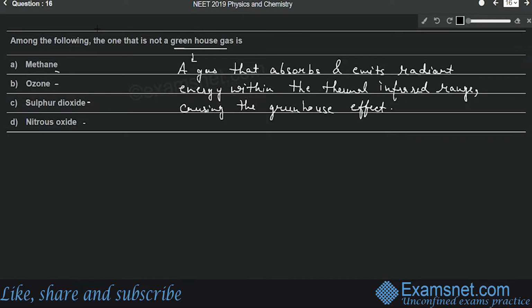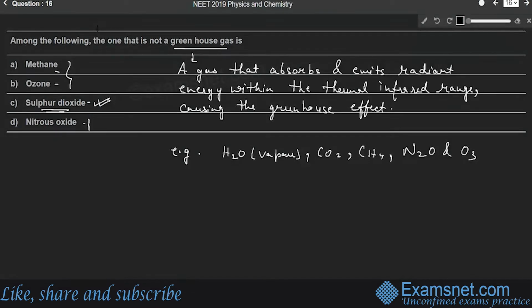Okay, and what are the examples of greenhouse gases? It is water vapor, then carbon dioxide, then methane, then nitrous oxide and ozone. Okay, so these are the examples of greenhouse gases. So it's quite clear that out of the given options, sulfur dioxide is not an example of greenhouse gases. So option C will be the correct answer, whereas all the other three are greenhouse gases.